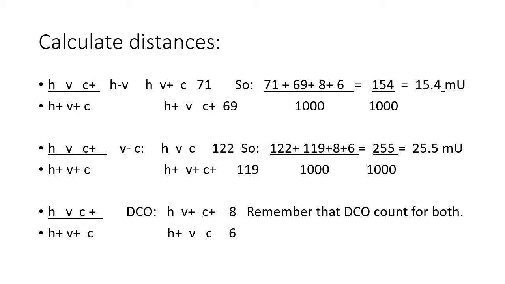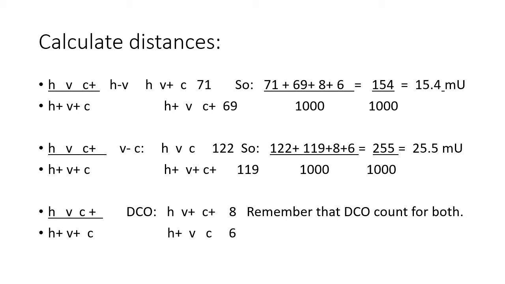Now we have to count the double crossovers as well, because those also had a crossover in this region, and those are 8 and 6. So we calculate the map distance to be 71 plus 69 plus 8 plus 6, which is 154, and out of the total progeny of 1,000 gives us 15.4 map units.